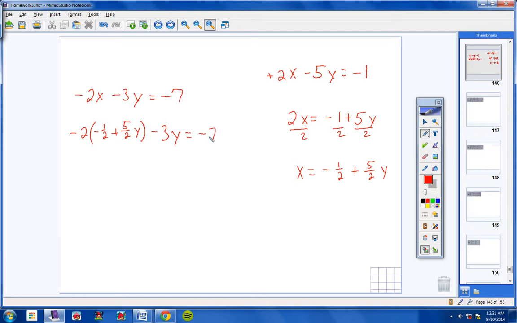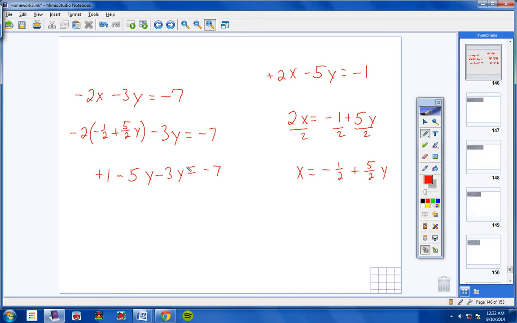Now, let's solve this equation. I think we can all agree that on the right side of the equation here, there's really no simplifying we can do. So I'm just going to bring down my negative 7. Now, over here, I have a negative 2 that I can multiply through the parentheses, okay? So negative 2 times negative 1/2 is a positive 1, and a negative 2 times a positive 5/2 is a negative 5y, and then minus 3y.